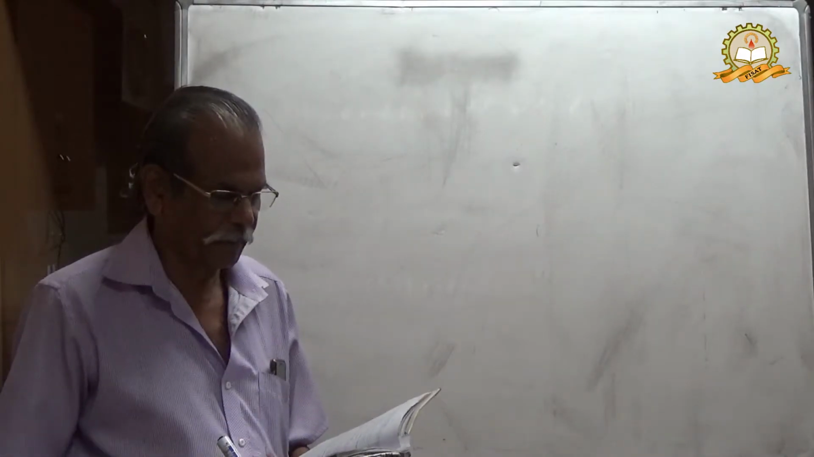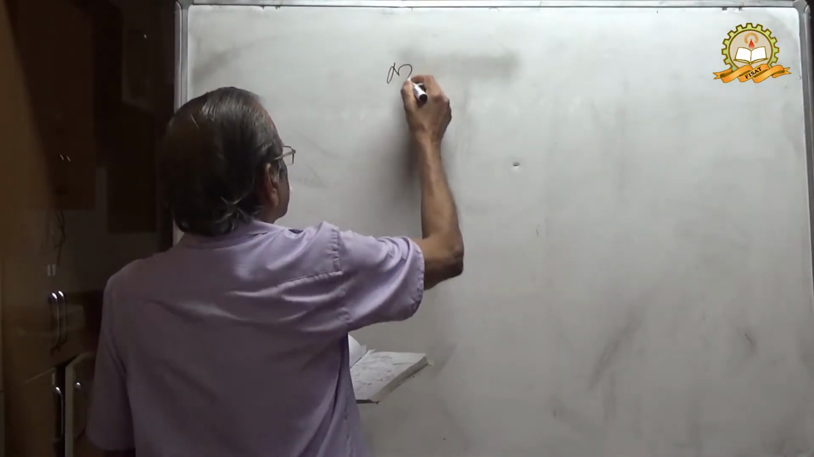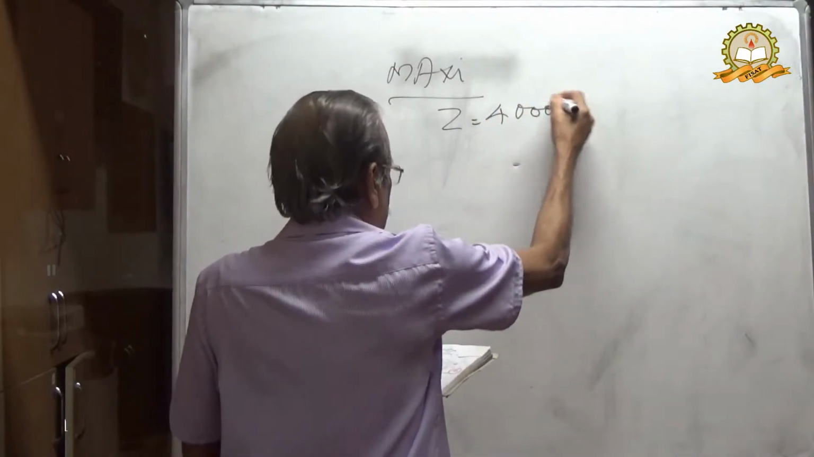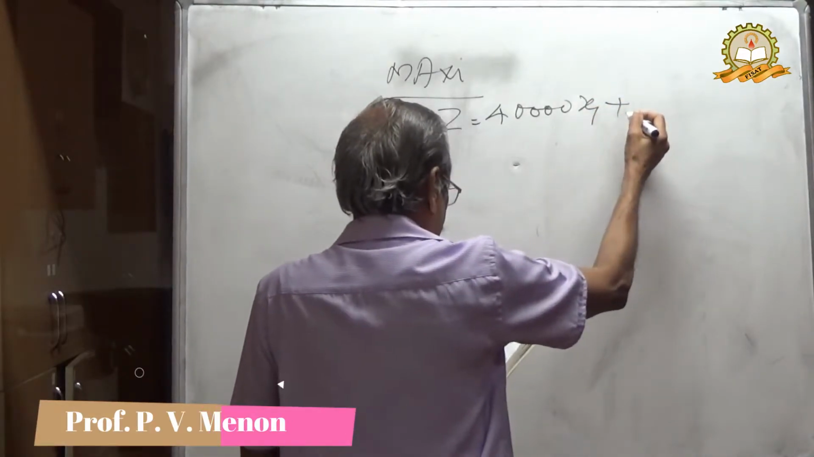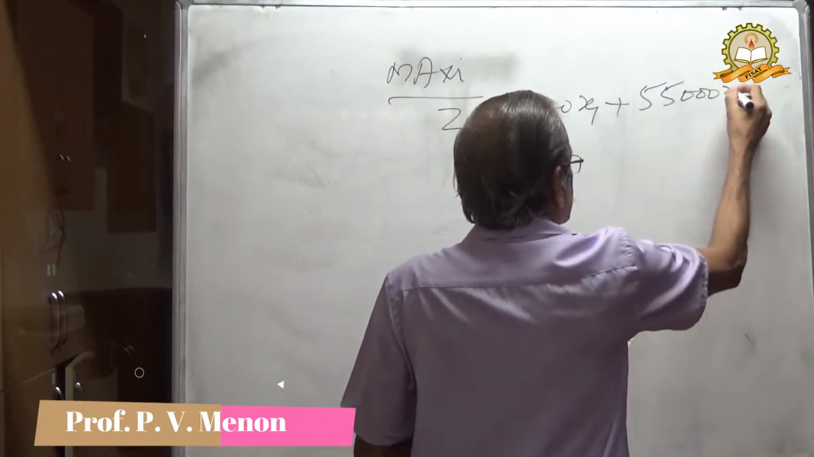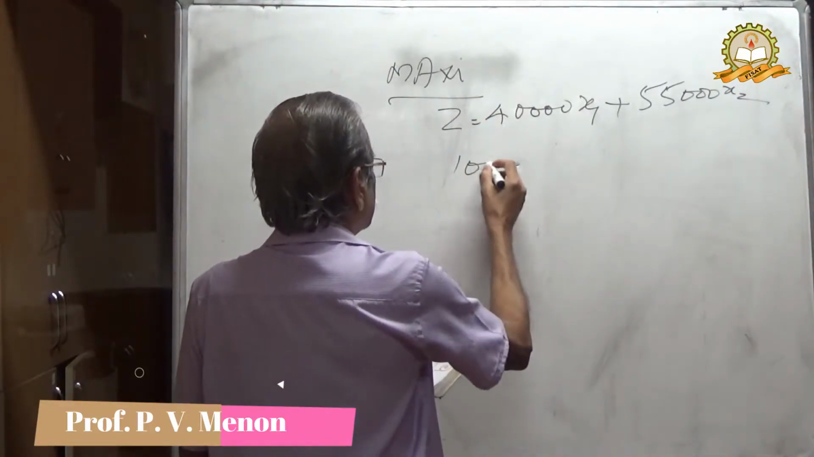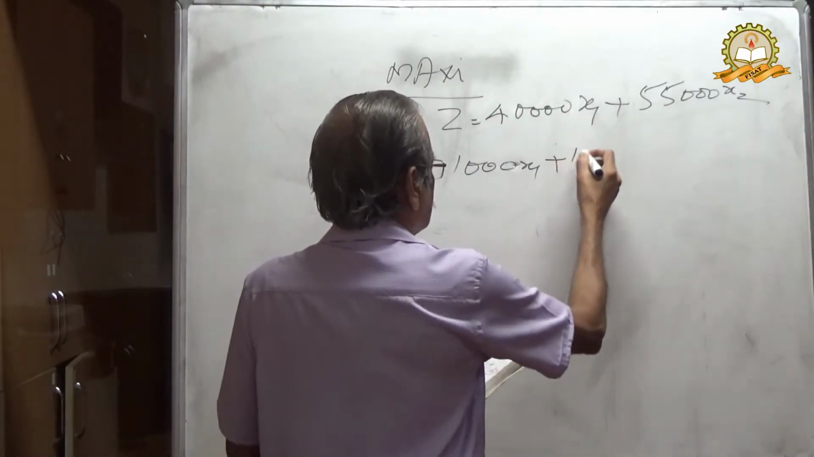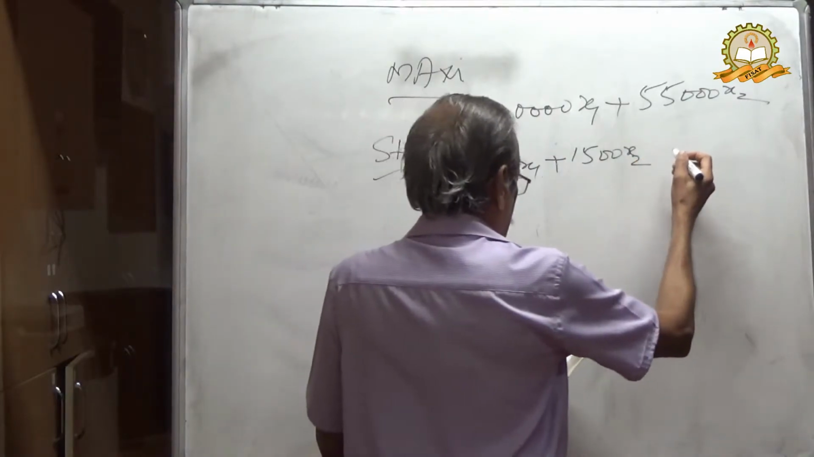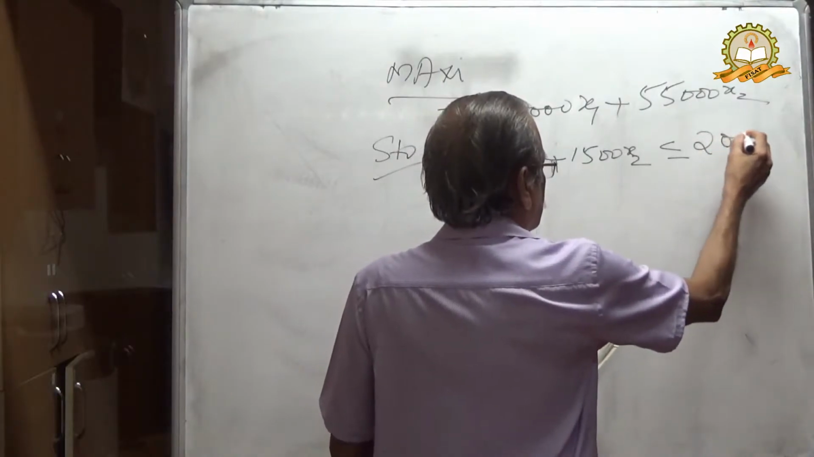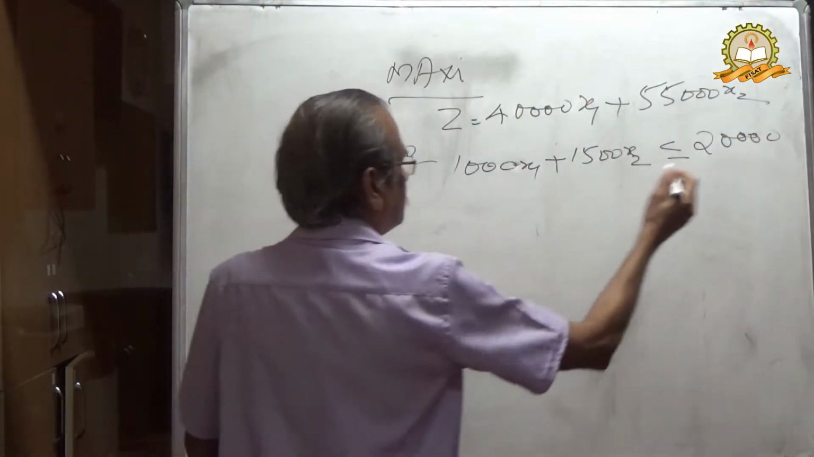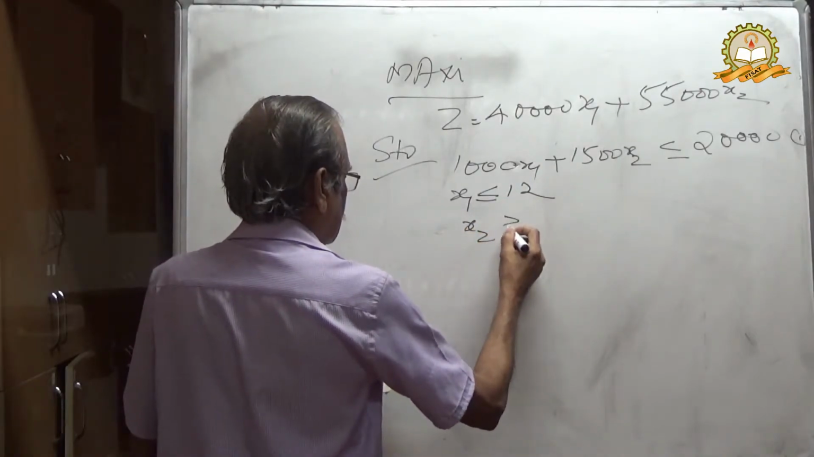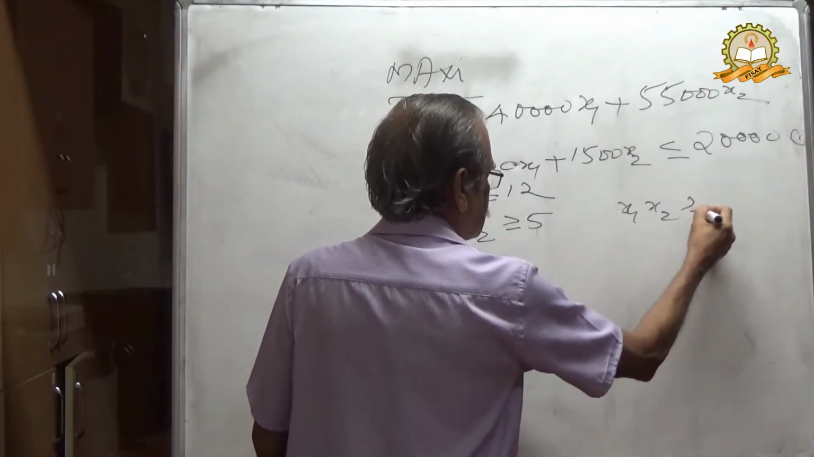The question number 1 is: maximize Z equal to 40,000 x1 plus 55,000 x2, subject to constraints 1000 x1 plus 1500 x2 less than or equal to 20,000, constraint number 1, then x1 less than or equal to 12, x2 greater than or equal to 5, x1, x2 greater than or equal to 0.